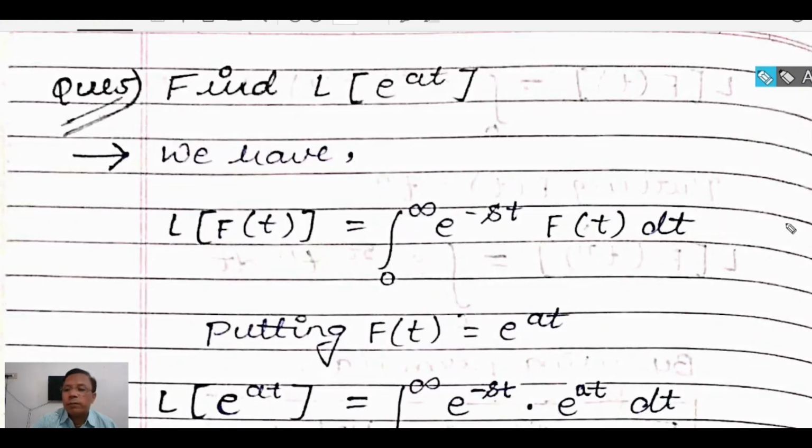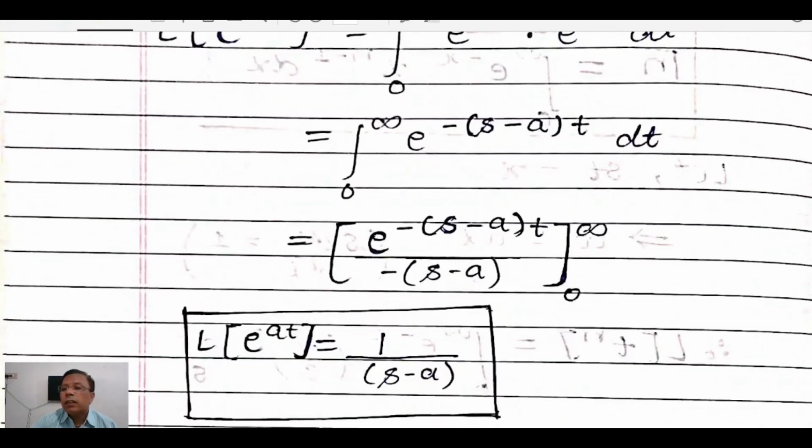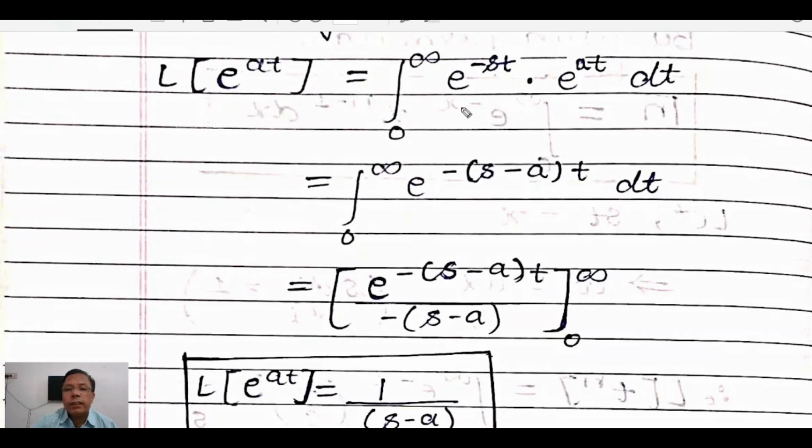Find the Laplace transform of e power at. So we have Laplace of f(t) equal to integral 0 to infinity e power minus st into f(t) dt. So here f(t) equal to e power at. So Laplace of e power at equal to integral 0 to infinity e power minus st into e power at into dt. So integral 0 to infinity e power minus (s minus a) into t dt.